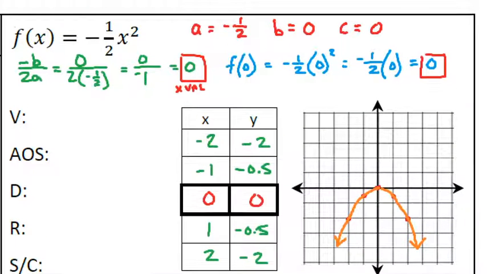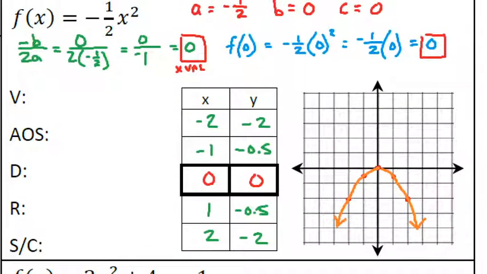Let's take a look at our a value. Our a value is negative. Our parabola faces down. Everything looks good. Let's go ahead and finish up our values here for this question.